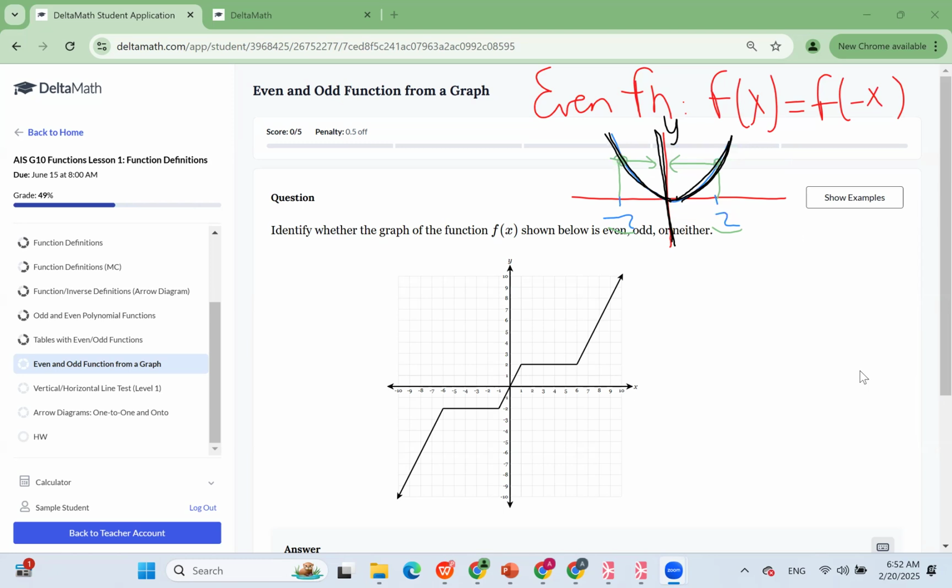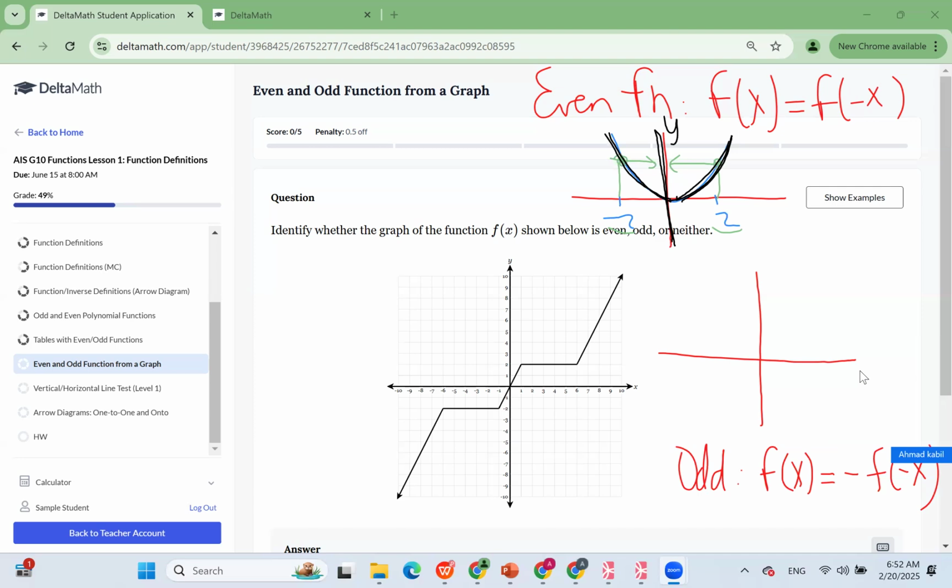What about odd functions? So for odd functions, f of x is the same as the negative of f of negative x. So how does that reflect on the graph? So if we have, for example, x power 3, the graph of x power 3 looks something like this. So if you have 3 here, you're going to get 27. If you put negative 3, you have to get negative 27.